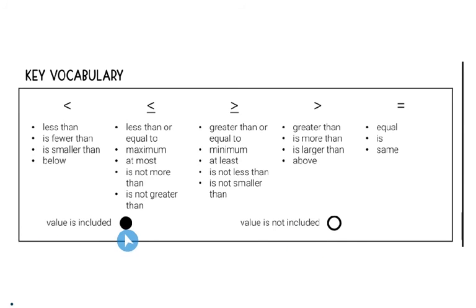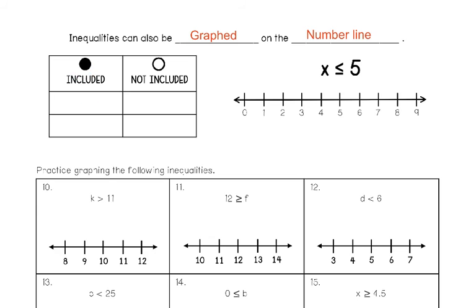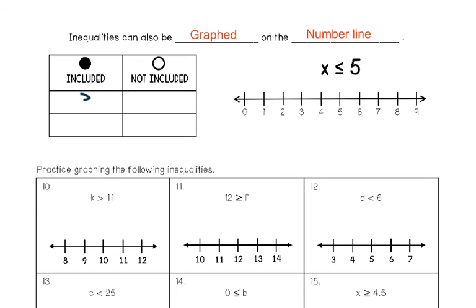You have a closed, bubbled-in circle, and you have an open circle that's not filled in. Here's where this becomes important. The closed, bubbled-in circle means that the value's included. You use this bubbled-in circle whenever you see greater than or equal to signs or less than or equal to signs. The key is the equals. If you see a little equals in the inequality symbol, you bubble in the circle.